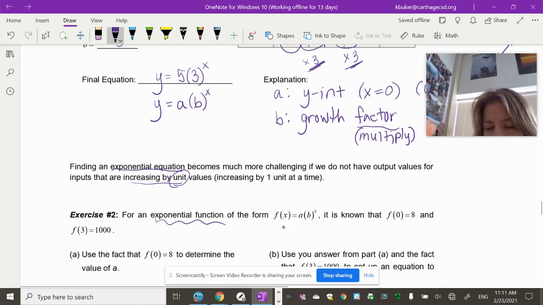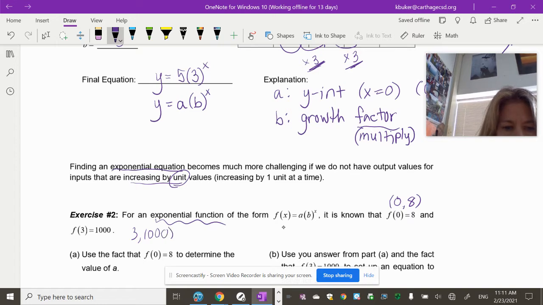Okay, and f of 0 is 8. This is just function notation. They're saying when the input or the x value is 0, then the y value is 8. Okay, same thing with f of 3 equals 1,000. They're saying 3 is the input, and if you were to substitute 3 in for your input, you get 1,000 as your output. So they're just giving us 2 coordinates in function notation.